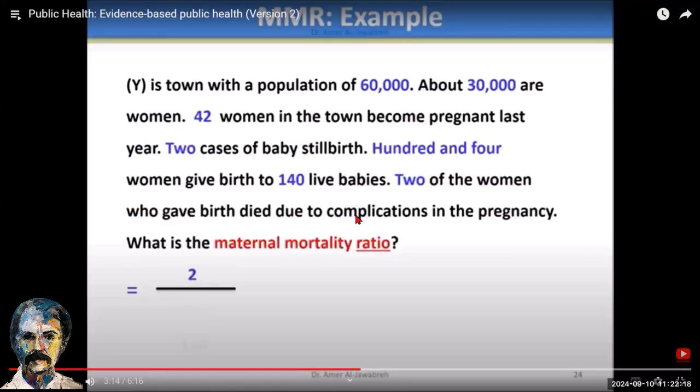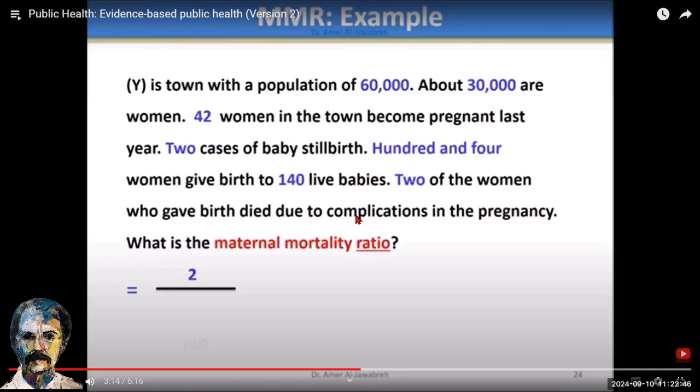look, 60,000 total number, half of which, 30,000, are women. 42 women in the town became pregnant last year. 2 cases of stillbirth. And I'm asking you again here about the ratio. So you have to remember that we have women up and babies down. Okay? So 2 babies died during pregnancy.